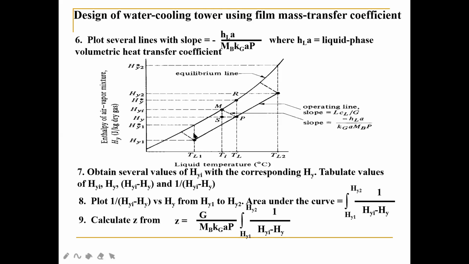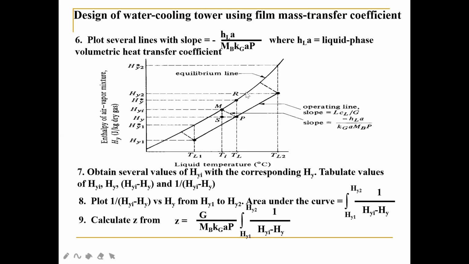Okay, so you start from TL1 and then you move to the right to TL2. So one example is when you take this TL, you will be getting the point P. From the point P, you will use the slope to find point M. Okay, and then from the point M, you can determine the value of HYI corresponding to that TL that you take. Okay, so you have to do this several times.